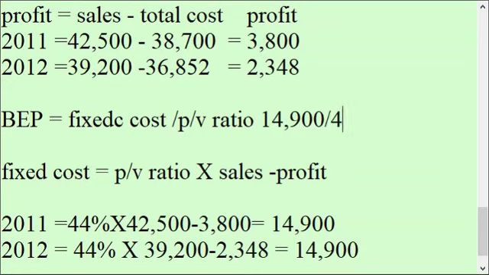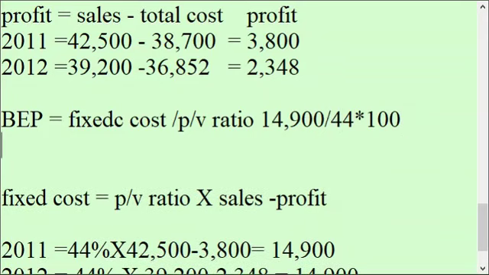BEP is fixed cost divided by PV ratio, 44 divided by 100. If we simplify this, we get an answer of 33,864. Okay, so this is the BEP. Next, what else are they asking?